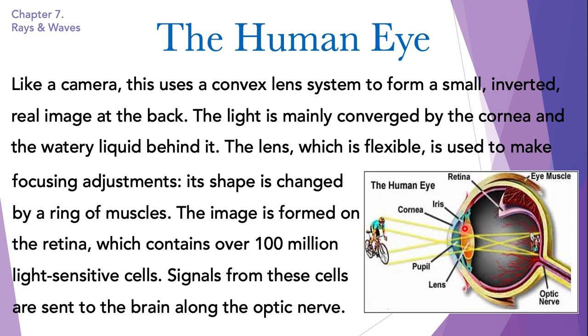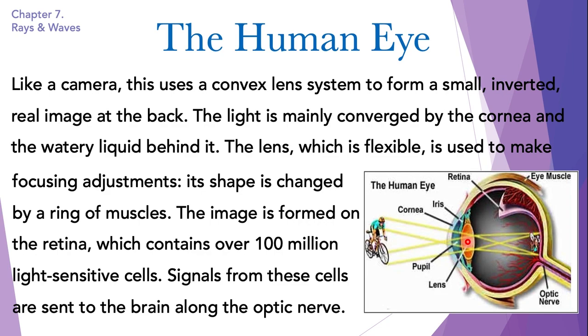This lens, which is flexible, is used to make focusing adjustments. Its shape is changed by a ring of muscles you can see here. These are the two muscles. So the image is formed on the retina, which contains over 100 million light-sensitive cells. These are the light-sensitive cells. Signals from these cells are sent to the brain along the optic nerve here. So that is how the brain sees an image.